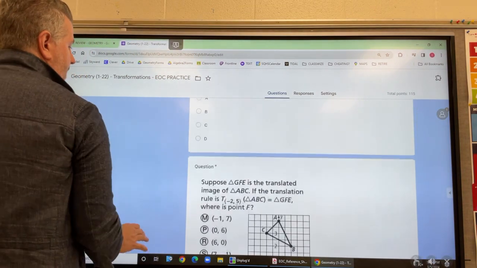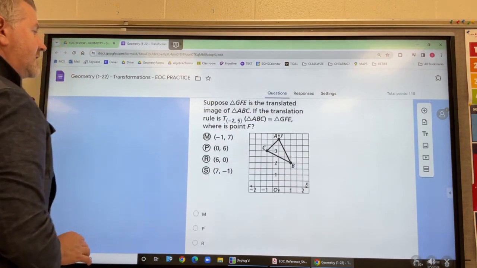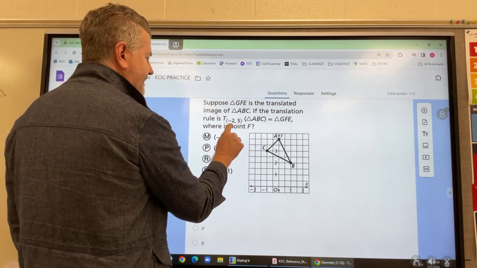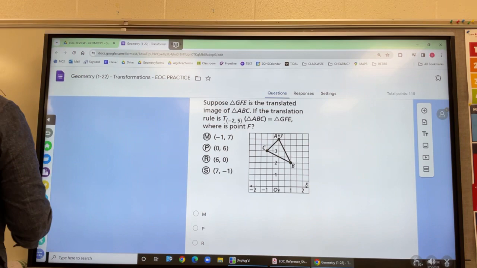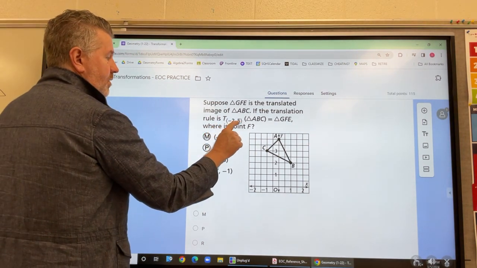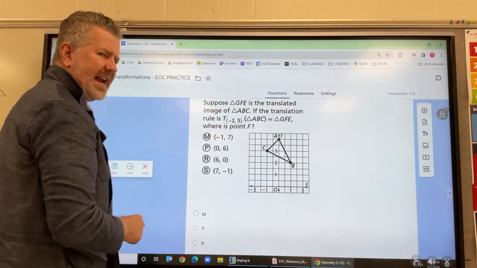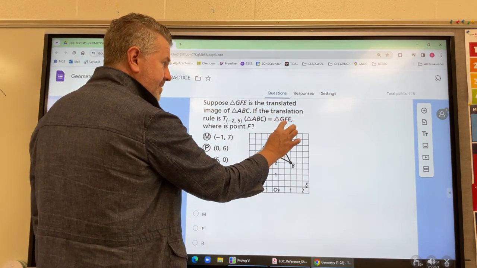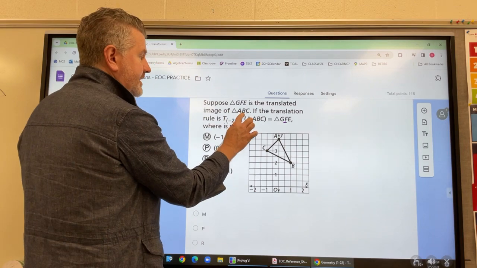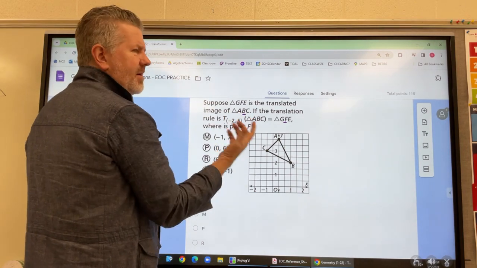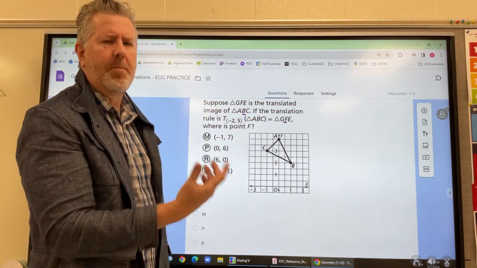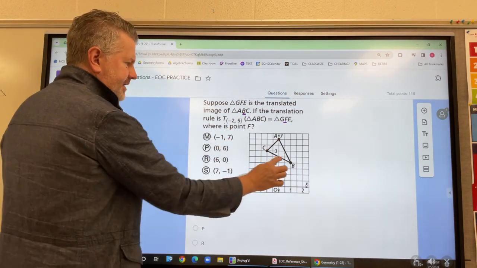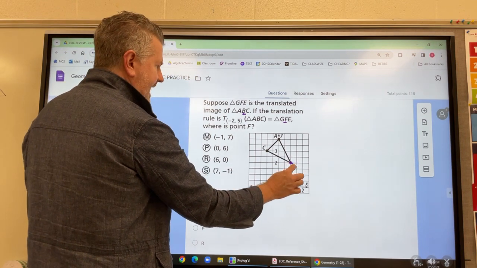All right, suppose GFE is the translated image of ABC. If the translation rule is this, here's your rule, left 2, up 5, where is point F? So here's what we've got to do. We've got to figure out what F corresponds to. It's not the middle of the triangle, it's the middle point as the triangle is named, but they do correspond, so F would correspond to B. So now we just have to find B and do the transformation.